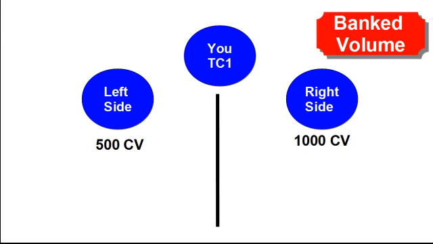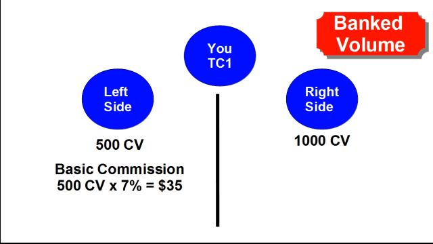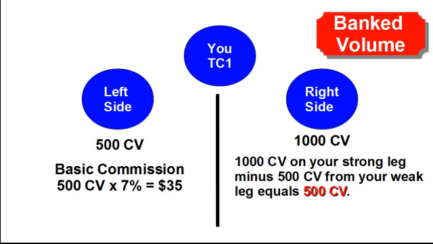Let's go back to our drawing. You have 500 CV on your left, and you have 1000 CV on your right. You're fully qualified because you have a monthly auto ship set up on your Tracking Center 1 for at least 100 CV. Synergy pays you a basic commission of $35 on your weak leg volume of 500 CV. The difference between your weak leg volume and strong leg volume is also 500 CV. 1000 CV on your right leg minus the 500 CV from your weak leg equals 500 CV.